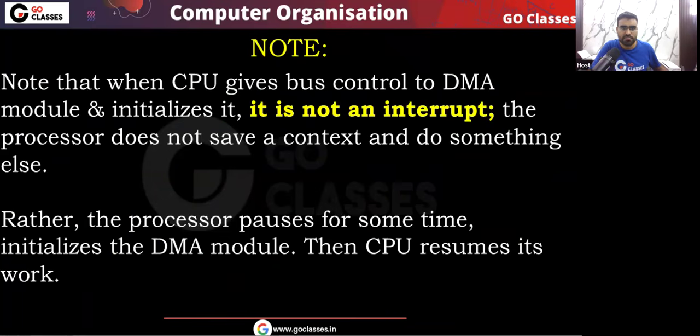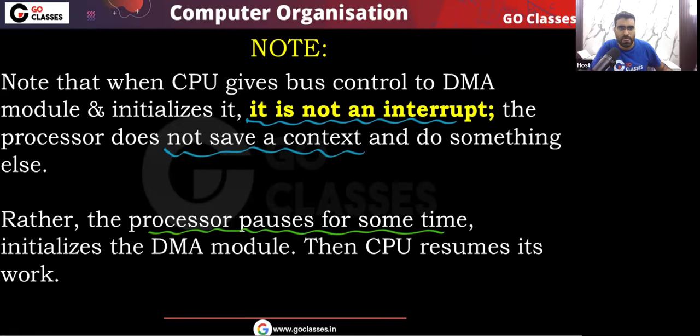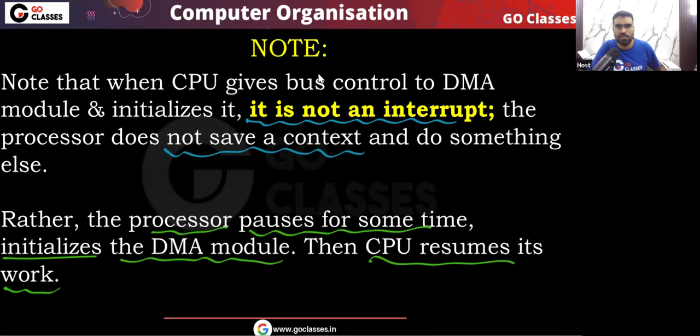So you can easily see that when the CPU gives bus control to the DMA, and also when the CPU is initializing the DMA, it is not an interrupt. Please focus here. It is not an interrupt. There is no context switch. What the CPU will do is pause for some time, initialize the DMA module, and then resume its work. This is what will happen. Is this point clear?